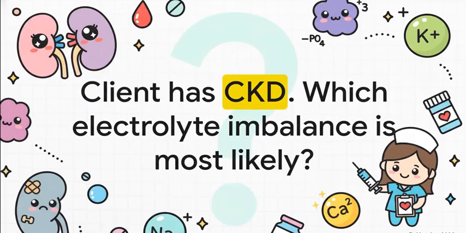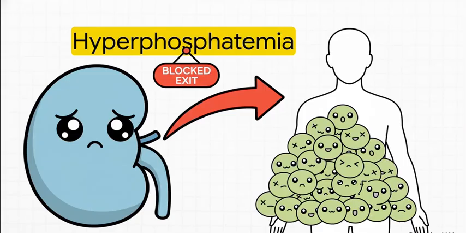Okay, let's put this to the test. Question number 1. A nurse is caring for a client with chronic kidney disease. Which electrolyte imbalance should the nurse monitor for most closely? Take a second to think it through. The correct answer is hyperphosphatemia. The rationale is simple. Healthy kidneys get rid of phosphate. Kidneys that are failing can't. So in a client with CKD, that phosphate level is going to build up.